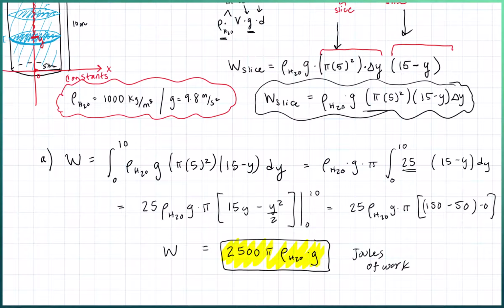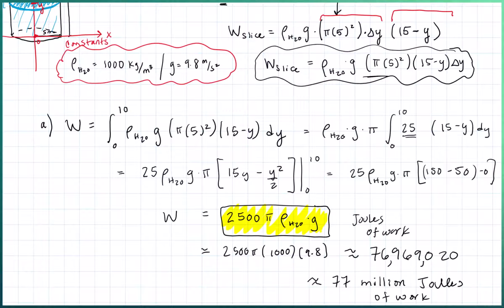But if we really wanted to, we could pull out our calculator and plug it in. Let me pause it and I'll plug that into my calculator. Okay, so I plugged it in. It ended up being a really big number, 76,969,020 joules of work. So we could say it's approximately 77 million joules of work. But again, I actually prefer my highlighted answer, and that's what I would expect you to do.